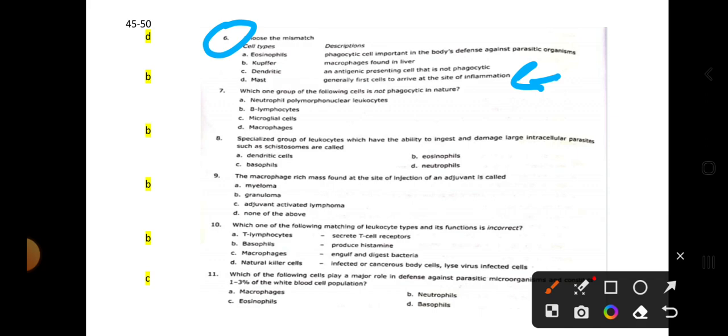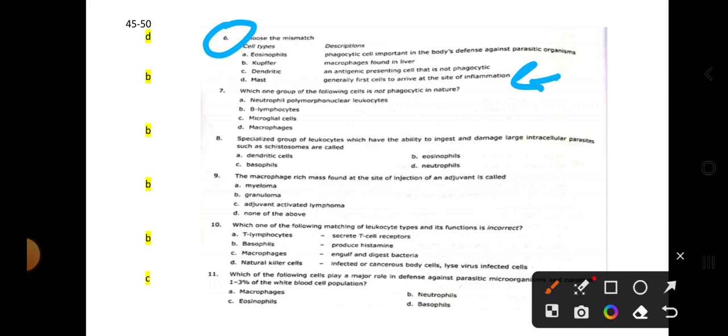And which one of the following groups is not phagocytic in nature? Beta lymphocyte, they do not phagocytose by themselves. And B, specialized group of leukocyte which have the ability to ingest and damage large extracellular parasites such as schistosomes are called eosinophils. Macrophage rich mass found at the site of injection of an adjuvant is called granuloma. And which of the following is incorrect matching? So basically, leukocyte types with its functions is incorrect.